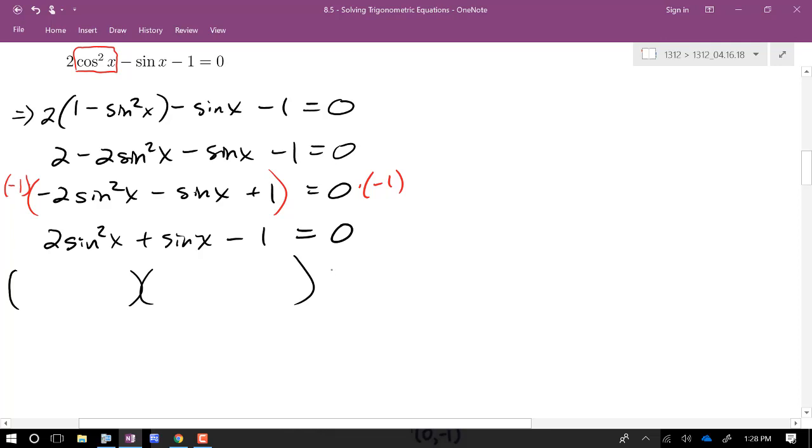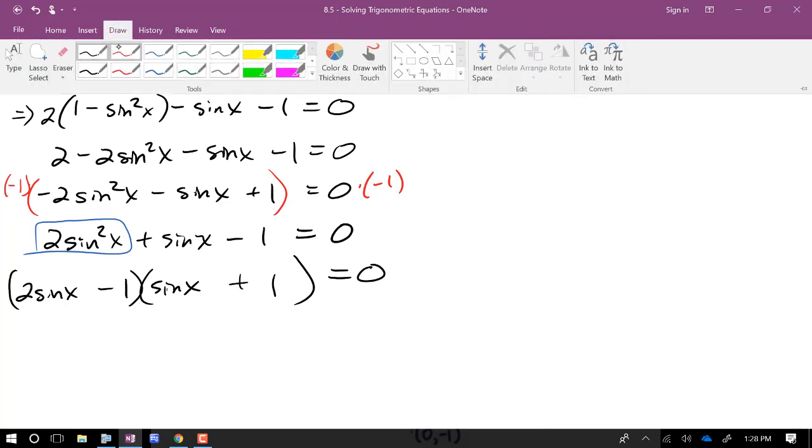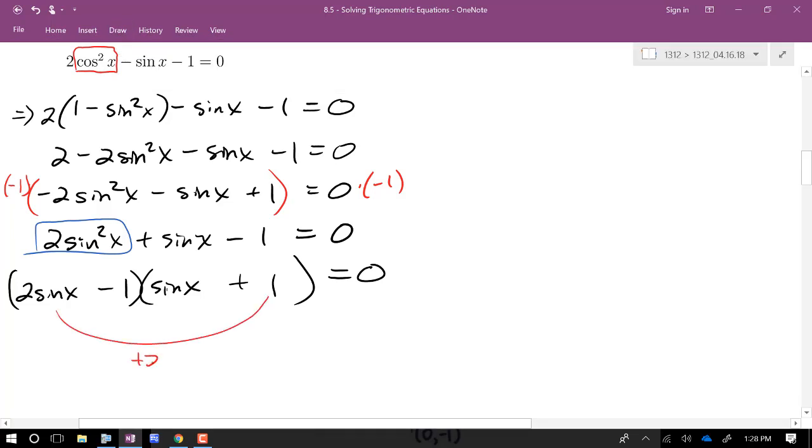So if we unfoil this, my first two terms have to multiply out to 2 sine squared. So what are they going to be? What do we need? 2 sine x and sine x, minus 1 and then plus 1. And just doing a quick check, there's a plus 2 sine x, this is a minus sine x, and these do combine to give me a positive sine x.